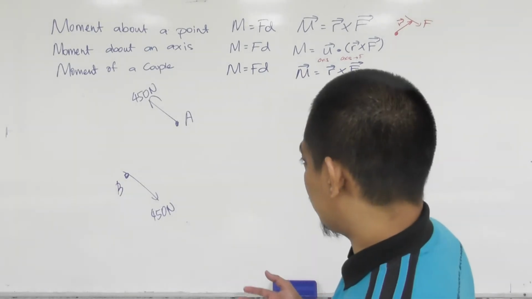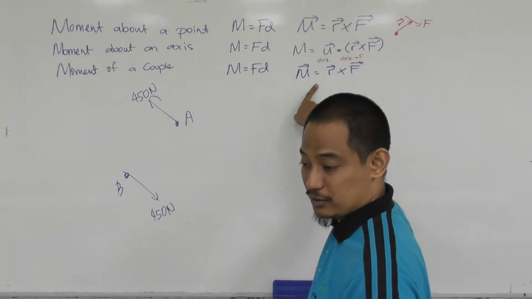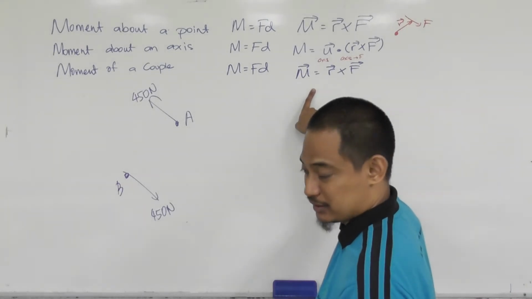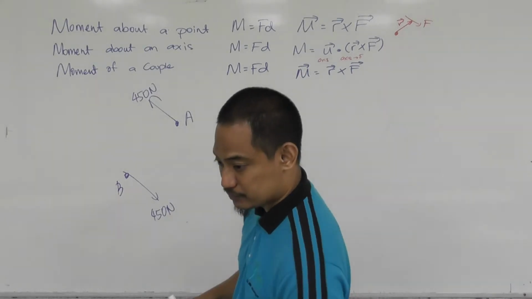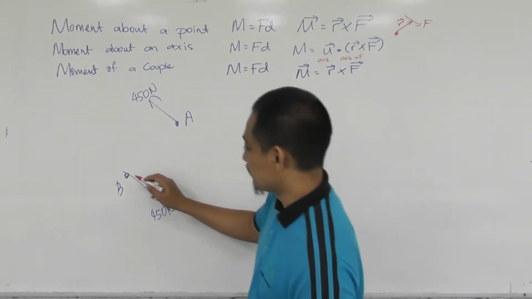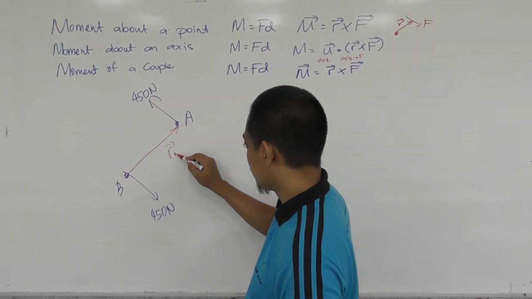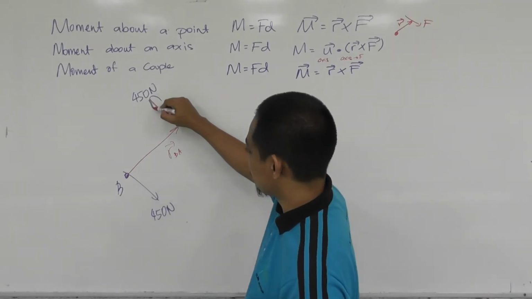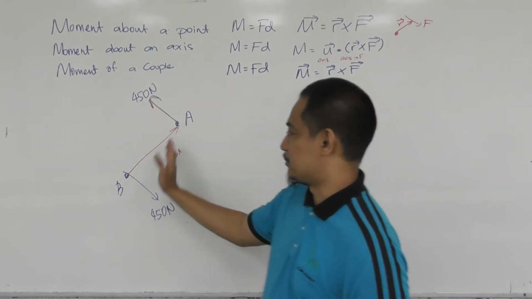So what do you need to do? Now you know that you can calculate using M equals R cross F. We want to find the moment in Cartesian vector notation. So if I use R as R_BA, then the force should be the force at A, in terms of R cross F, because that's the cross product, right?